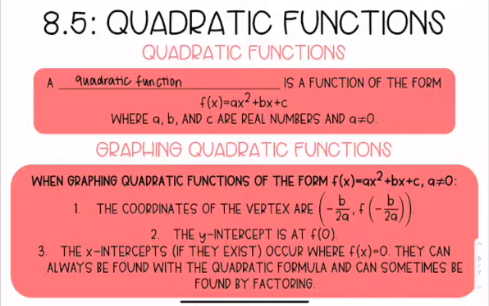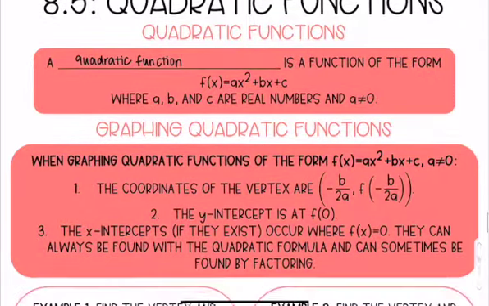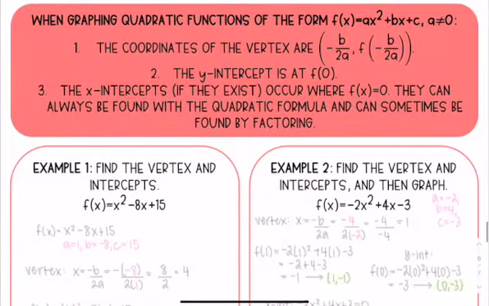When graphing quadratic functions of the form f of x equals ax squared plus bx plus c, the first thing you're going to do is find the coordinates of the vertex, which is negative b over 2a, and then plug it back into the function to find the y. You're going to find the y-intercept is at f of 0. The x-intercepts, if they exist, occur where f of x equals 0. They can always be found with the quadratic formula, and sometimes they can be found by factoring.